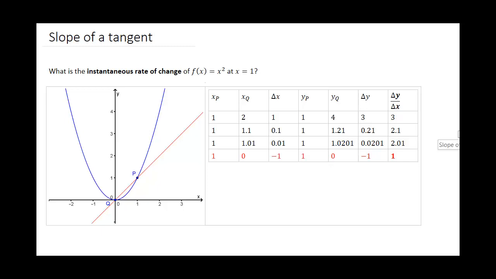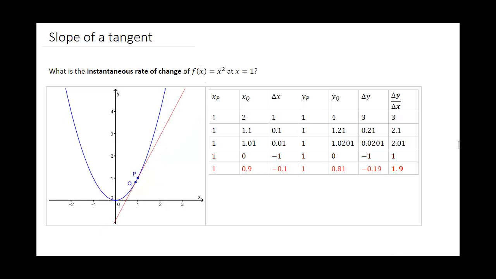We repeat the process by putting Q on the other side of P. In this case, Q is at the origin at x equals 0. And that gives us a delta x value of -1, because Q is on the left-hand side of P. When we calculate the slope of this secant line, we get 1. We move Q along the curve towards P, and our revised slope is now 1.9, a better estimate than the previous one.